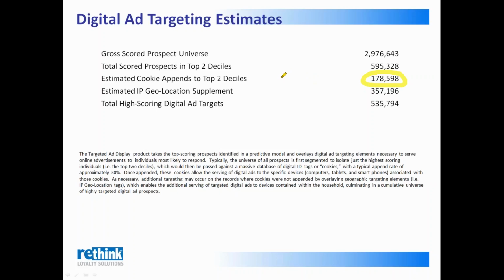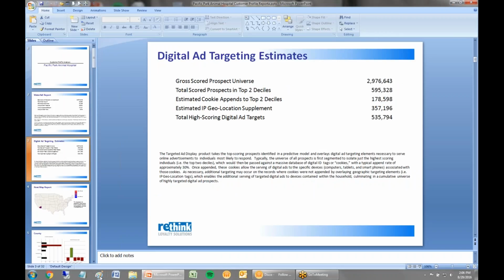Or shopping at Macy's. It doesn't matter. If they're online, we don't care where they're online, Facebook or otherwise. We only care that they are online and that it is one of those 178,000 people. And when they're online, then we'll serve ads to them. It's a little different than digital retargeting.